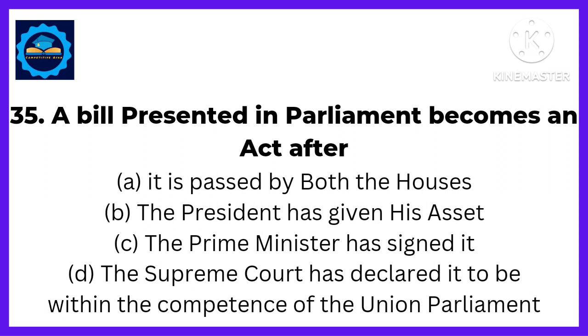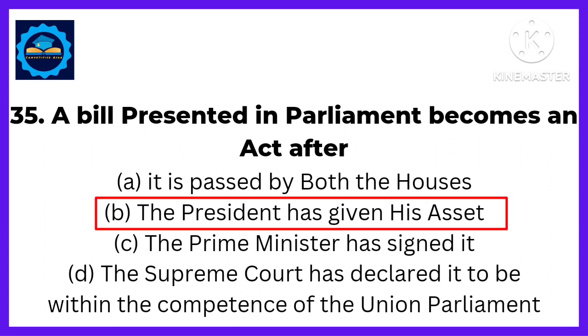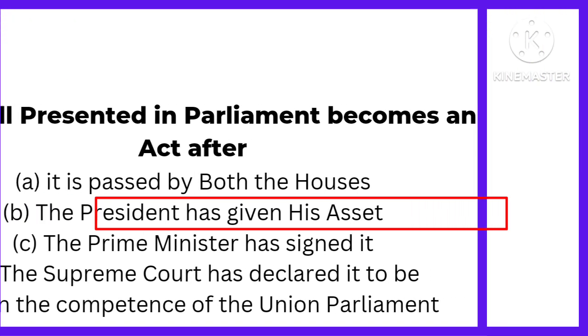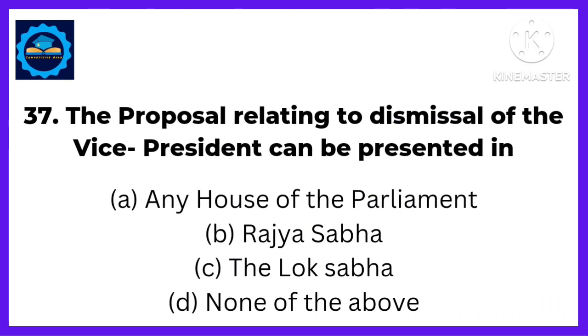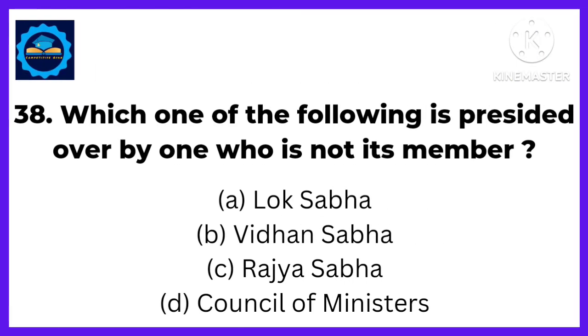Next, a bill presented in the Parliament becomes an act after? Answer. After the President has given his assent. Next, who has the constitutional power to declare a geographical area as a scheduled area? Answer. The President. Next, the proposal relating to dismissal of the Vice President can be presented in? Answer. It can be presented in Rajya Sabha. Next, which one of the following is presided over by one who is not its member? Answer. Rajya Sabha.